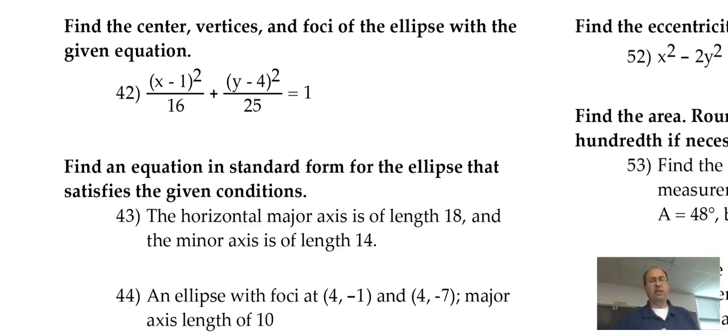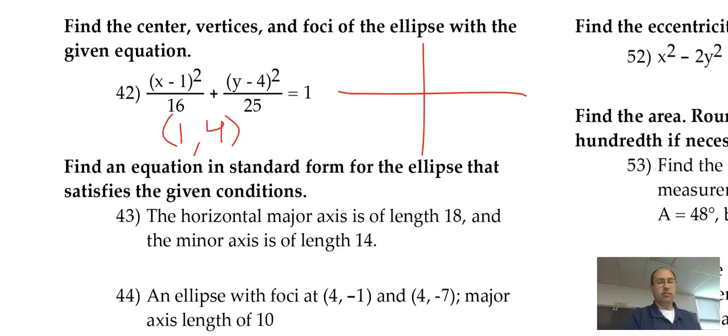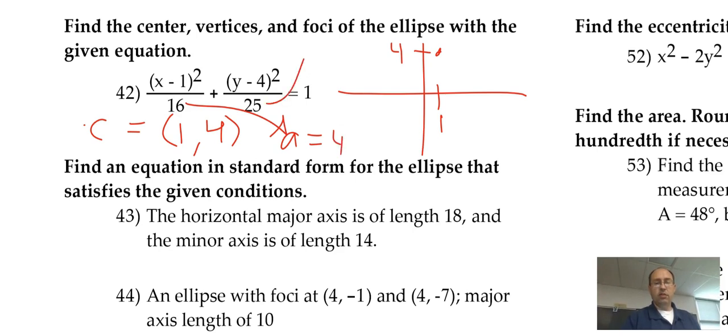All right, now, find the center, vertices, and foci of the ellipse with the given equation. Okay? The center is at 1, 4. So we got that part. Yes, it's a tall, skinny one. You're right. So 1, 4 is my center. What's my A value? The square root of 16 is 4, and the square root of 25 is 5.